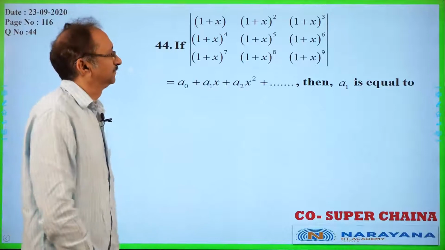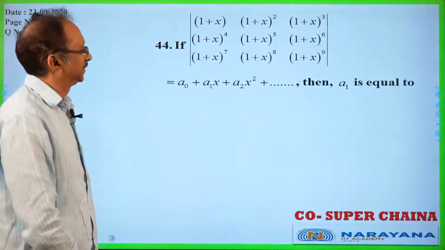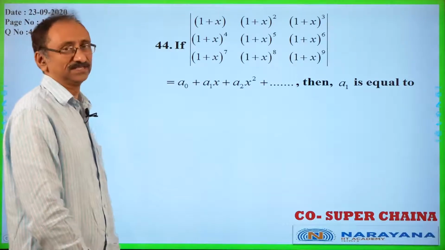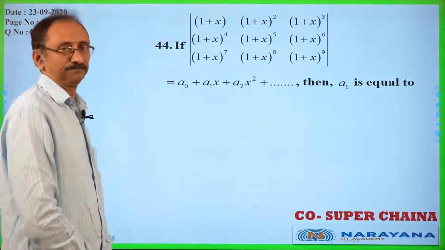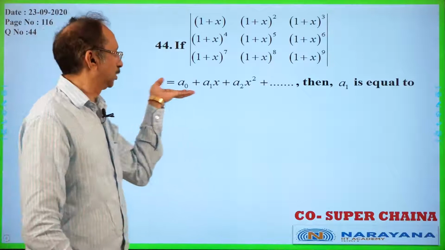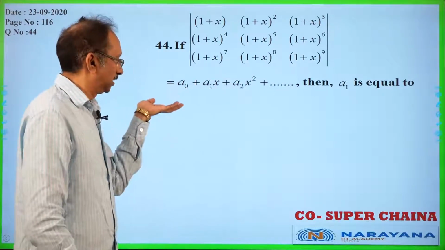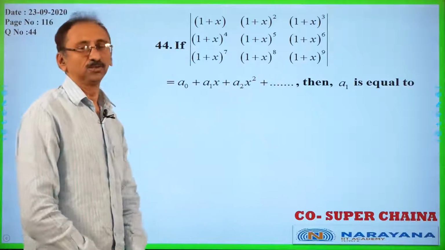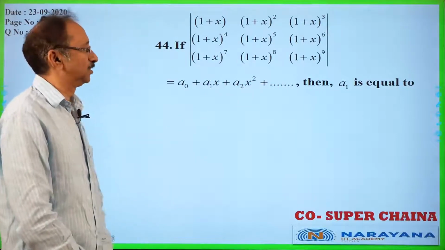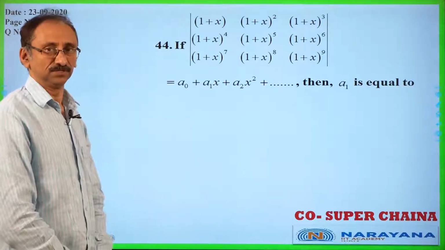See, if the determinant with entries 1 plus x, 1 plus x whole square, 1 plus x whole cube like that is given, and it is a polynomial expansion a naught plus a1x plus a2x square plus so on, then what is the value of a1? That is the question.